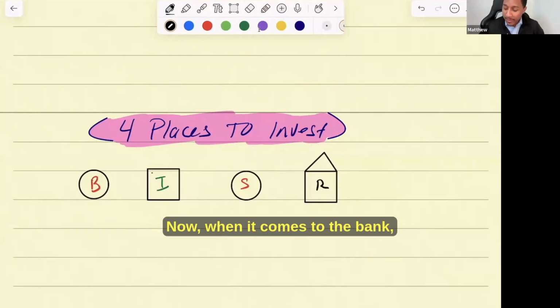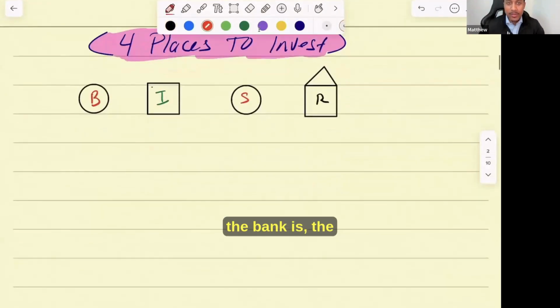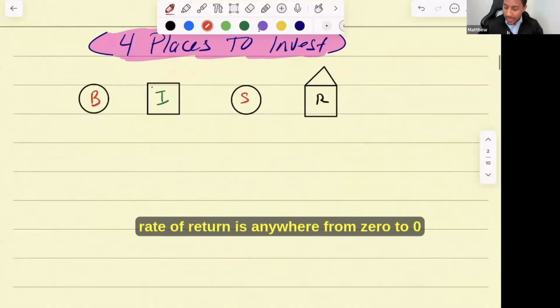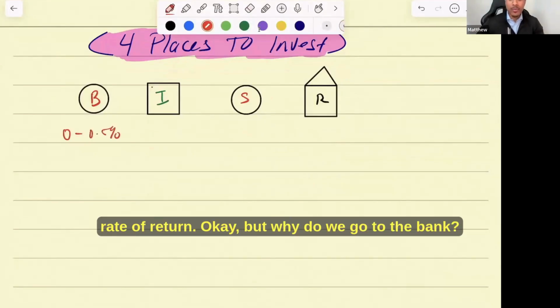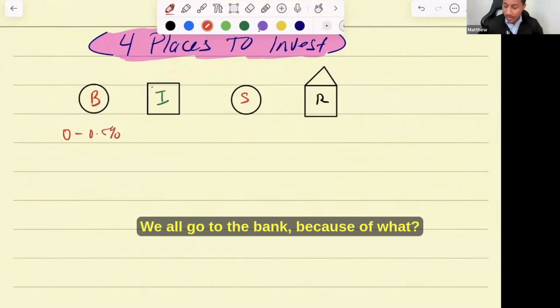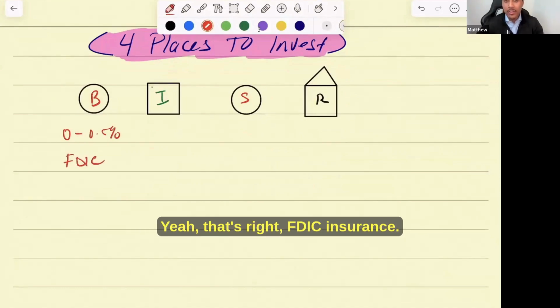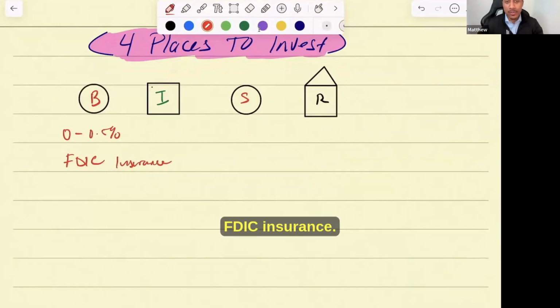Now, when it comes to the bank, the rate of return is anywhere from 0 to 0.5%. Okay, but why do we go to the bank? We all go to the bank because of what? Yep, that's right. FDIC insurance. All right. We'll talk about that at the end. We put our money in here and we can take it out because it's liquid. Okay. Liquidity.